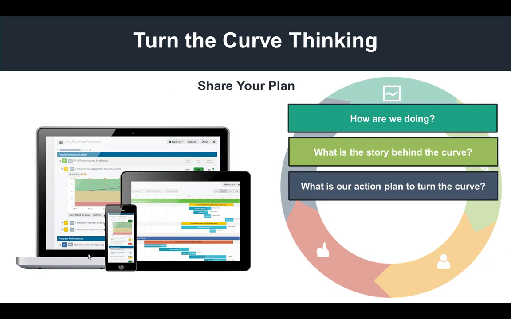When you share the finalized action plan with others, you won't necessarily need to discuss the details of all 5 questions. Instead, you can efficiently describe the action plan based on just these 3. So how are we doing? Using a graph that shows a forecast where the trend line will go if we don't do something different. Then cover what's the story behind the curve. You'll want to describe the story behind the curve with prioritized actions. And then you want to cover the action plan to turn the curve, describing the action plan with strategies that have been prioritized.